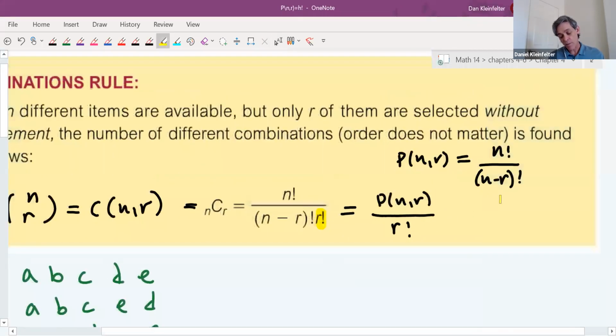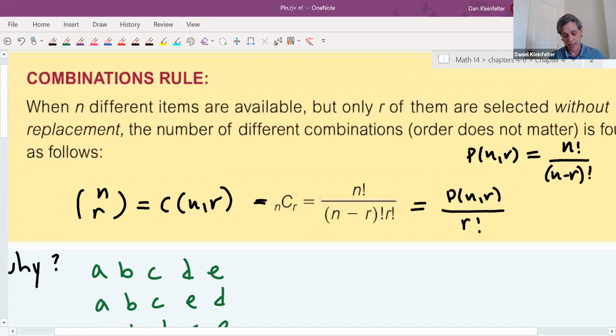But the formula for permutations, as you saw, was just N factorial over N minus R factorial. This one looks a little different. It's got an additional R factorial in it. In fact, you may see the combinations formula written as the permutations formula, and then you divide by R factorial. And as I said, we're going to talk about why you do that in a second.